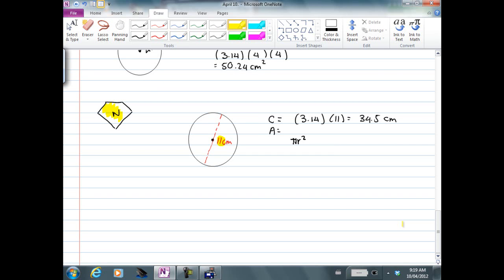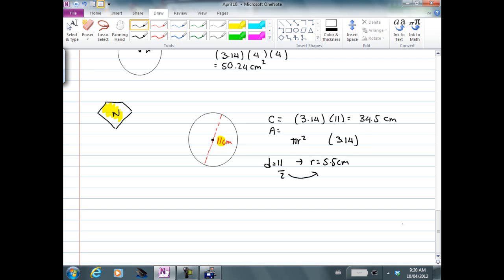Some of you are using 11. 11 cannot be used because that's the diameter. I've taught you how to go from diameter. If my diameter is 11, Pikachu, what's your radius? How did you get that number? 11 divided by 2 gets you your radius. Remember that. From there, go ahead, punch in your calculator.